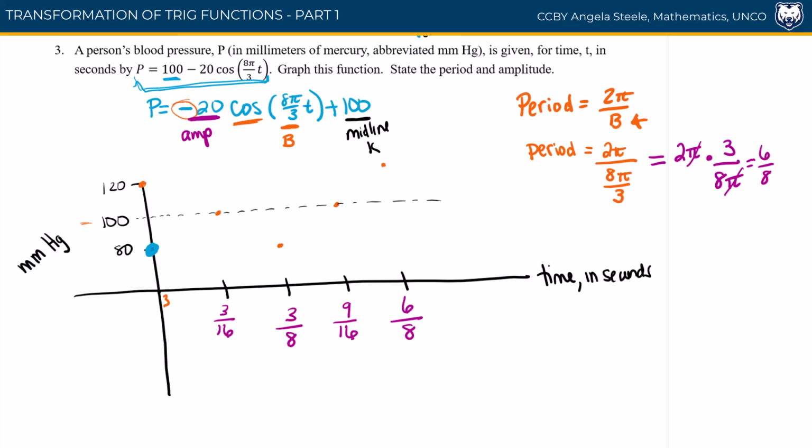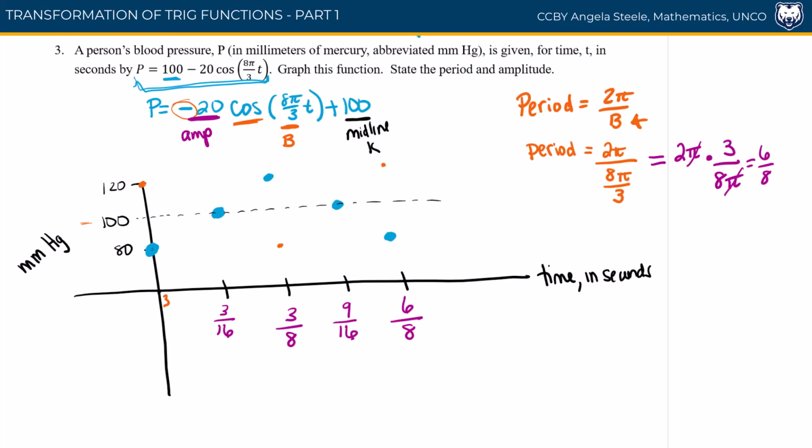The 3/16 time frame, this dot is going to stay the same because we're reflecting it over itself. At the 3/8 dot, that is going to be at the 120, so it's reflecting over the midline. The 9/16, it's going to stay at 100. And then the 6/8, it's going to reflect over the midline, so instead of being 20 units up, it's going to be 20 units below. So now these create our dots.